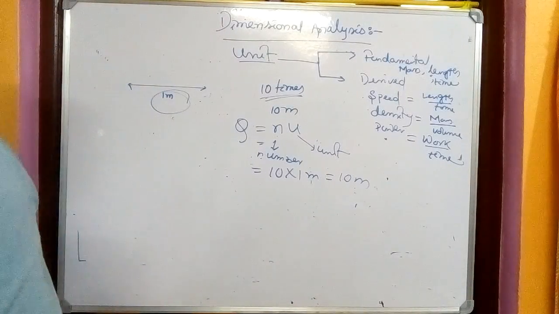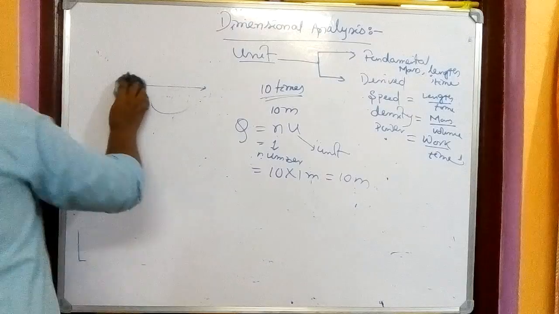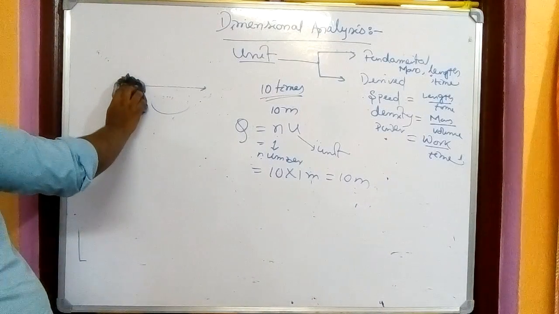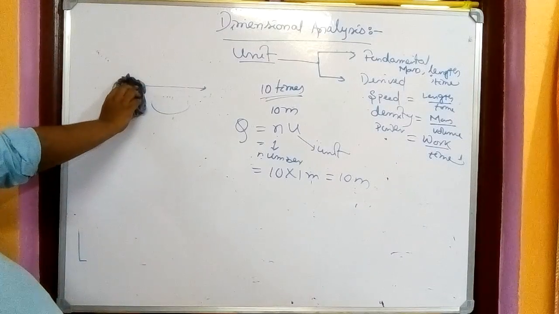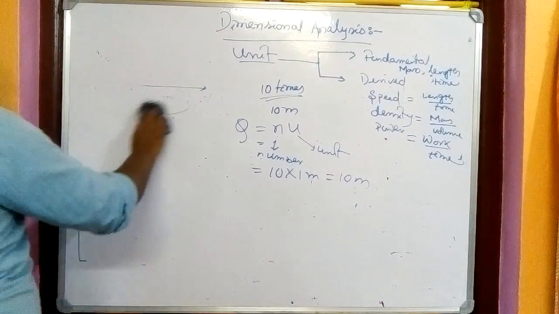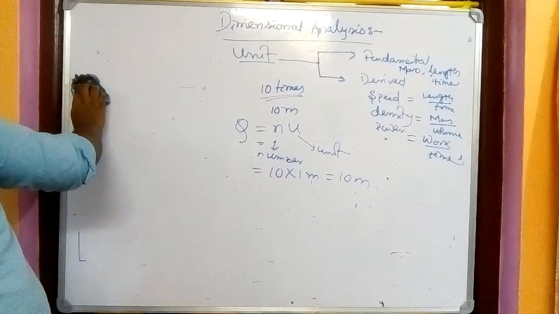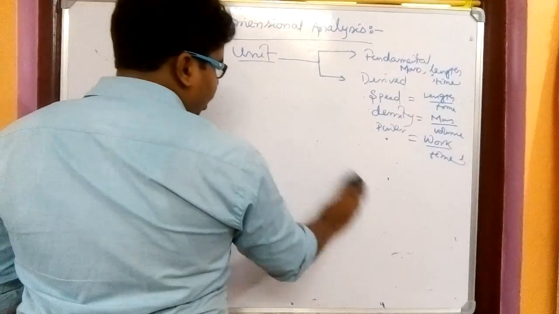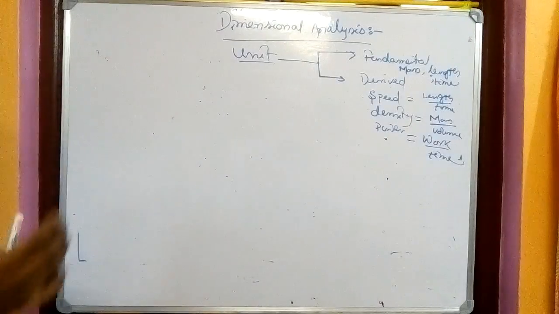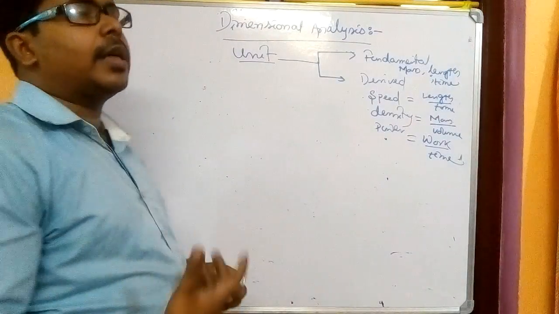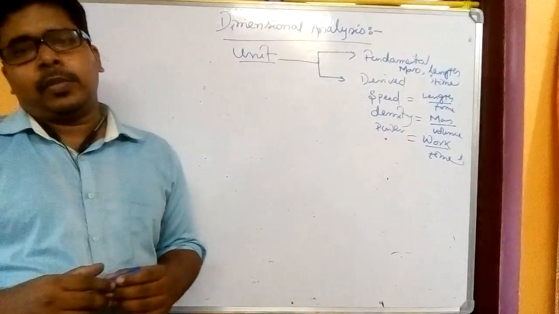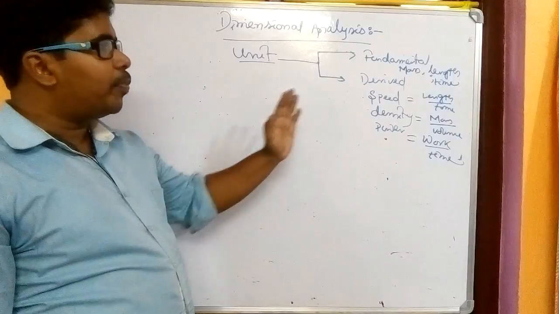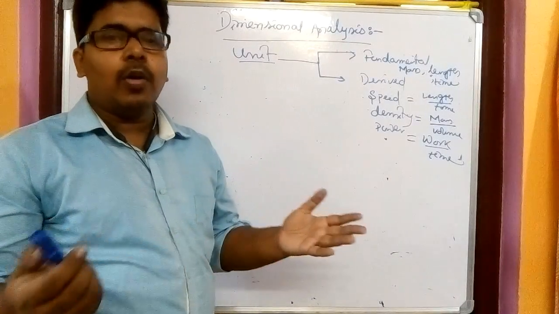Now we'll go for dimensional analysis. What is dimensional analysis then? The dimensions of a physical quantity are the powers to which fundamental quantities must be raised. Dimensional analysis means here we have to discuss the power of fundamental units used to represent a derived unit. How? Let's see.